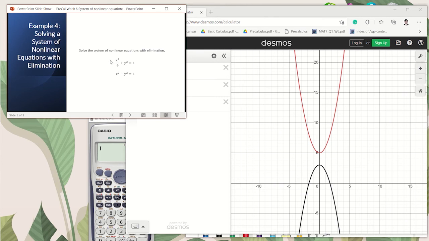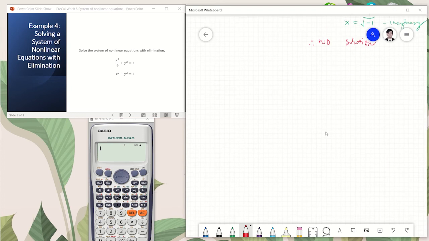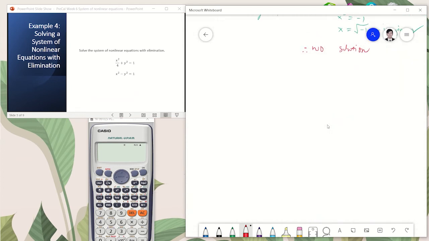So, we will try to solve a system of nonlinear equations with elimination. We're still gonna use elimination for example 4, but example 4 is quite complicated compared to the others. So, the given is x squared over 4 plus y squared is equal to 1. And this is x squared minus y squared is equal to 1. This would be our equation 1. This would be our equation 2.